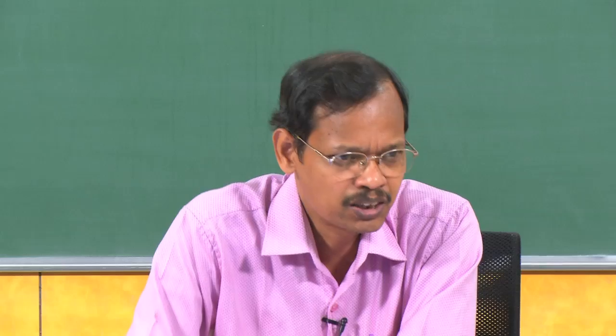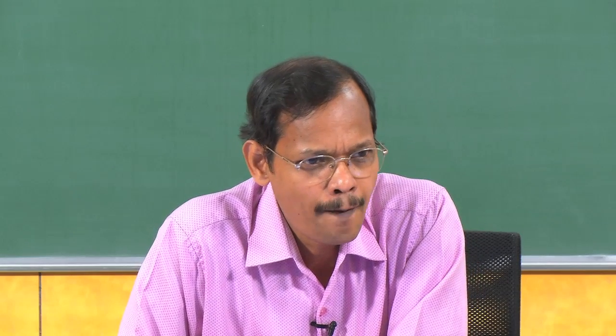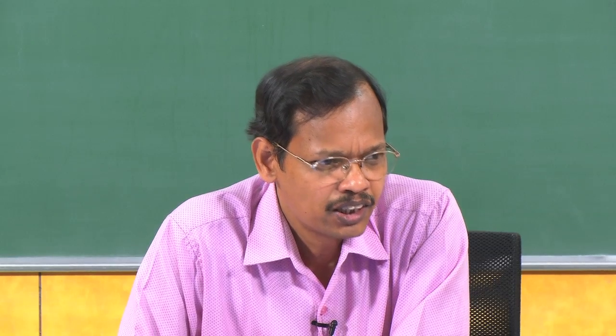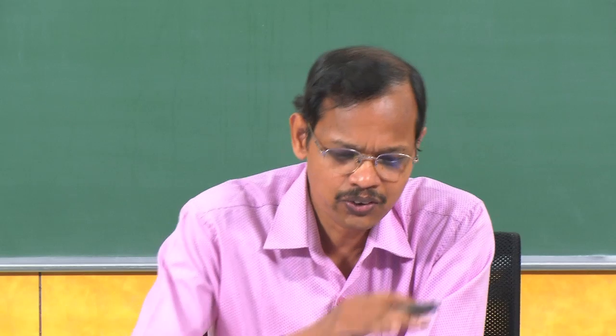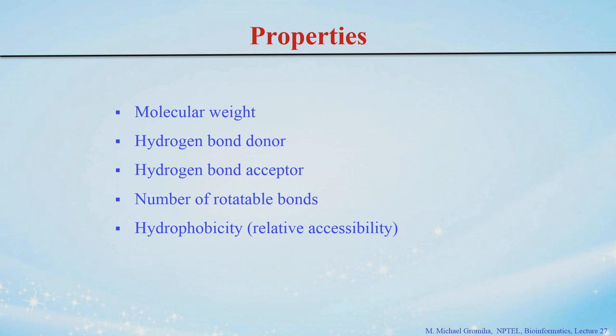Some of the important properties which we discussed: last class we discussed Lipinski's rule of 5. What is Lipinski's rule of 5? Molecular weight less than 500, hydrogen donors less than 5, hydrogen acceptors less than 10, and log P less than 5, the partition coefficient is less than 5. So, like this you can derive various properties, for example, molecular weight, hydrogen bond donors or acceptors, number of rotatable bonds, and the hydrophobicity.